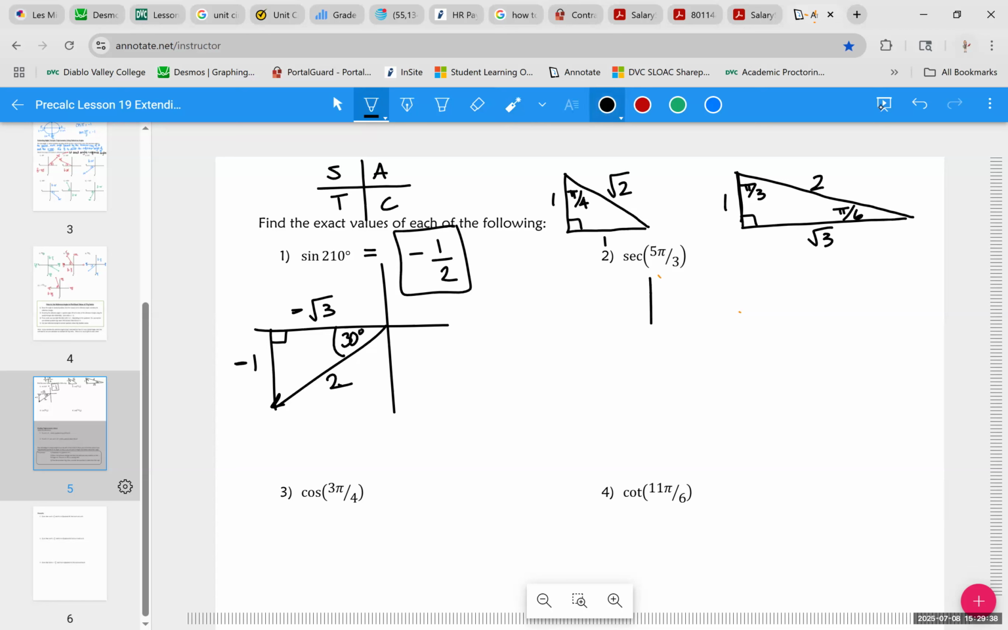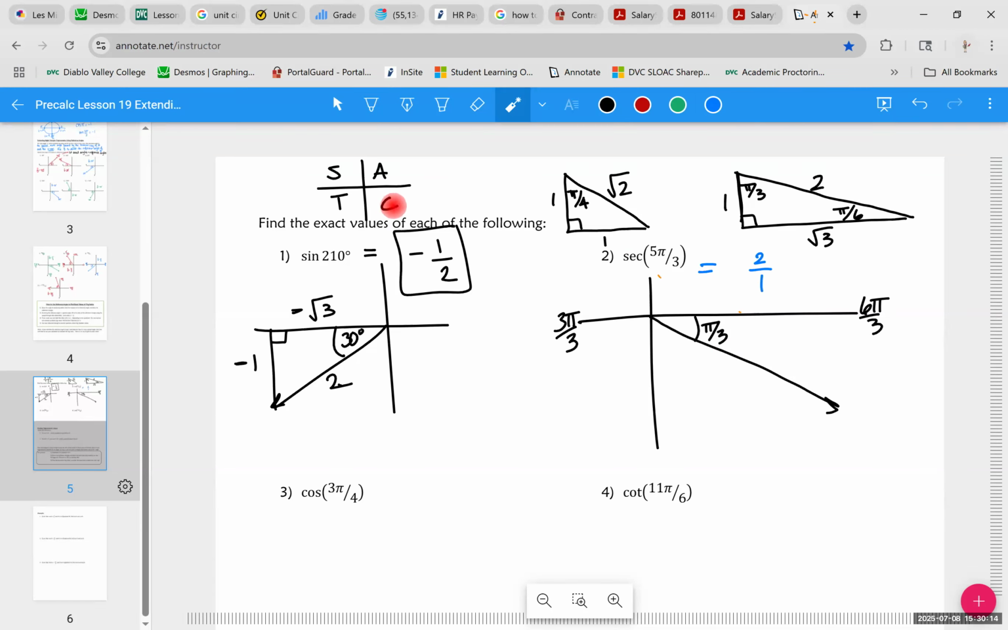So 5 pi over 3. Remember, 3 pi over 3, 6 pi over 3. So 5 pi over 3 is going to be right here, and its reference angle is pi over 3. Oh, I'm looking for secant. So instead of adjacent over hypotenuse, I'm going to do the reciprocal of that, hypotenuse over adjacent. But I'm in the fourth quadrant. In the fourth quadrant, cosine and its reciprocal, secant, are positive. So my final answer here will just be 2.